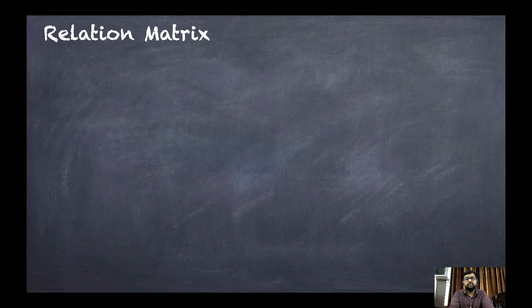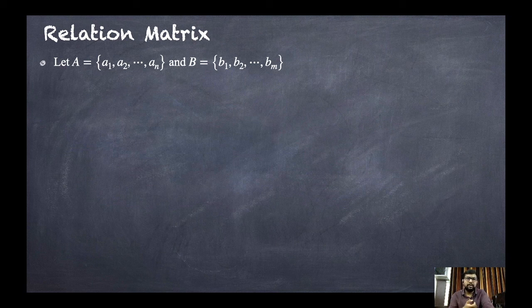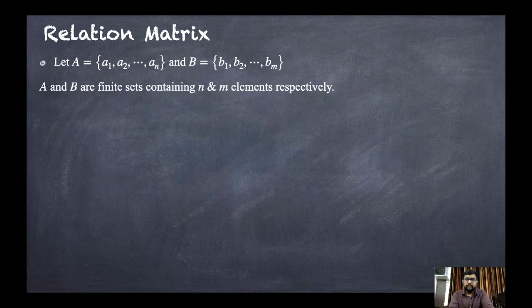Now let us discuss what a relation matrix is. Let capital A have elements A1, A2 up to An, and capital B have elements B1, B2 up to Bm. Both are finite sets containing n and m elements respectively. Then we know that the Cartesian product A cross B will contain n times m elements. Suppose A has 5 elements and B has 10 elements, so A cross B will contain 50 elements.